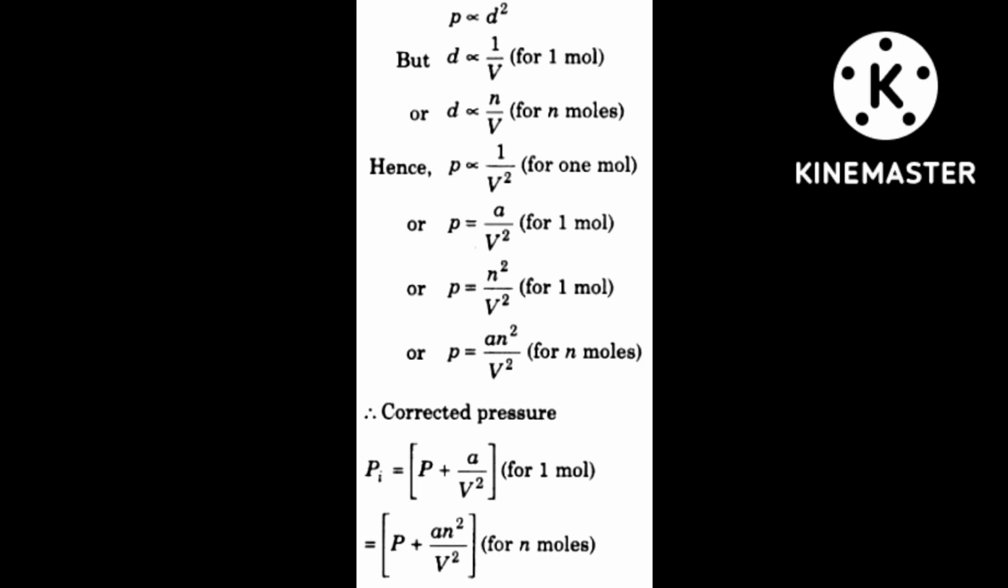Why? Because the speed of the molecules was decreasing due to the attractive force. For that purpose, small p you have added. Then now, one term you have corrected. The pressure term you have corrected: P plus small p. Now, the second correction term is volume.